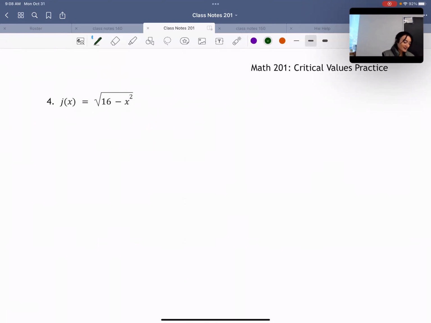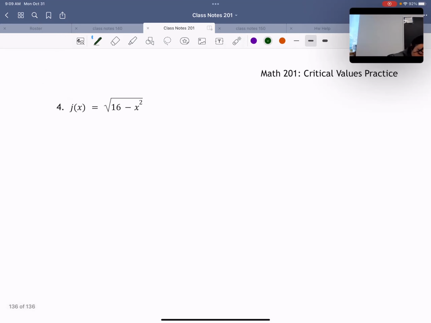So in this question, we have the square root of 16 minus x squared. The reason I put this on the packet was because I got a good question about what happens when there's a square root in our equation. So let's first find the derivative. When we find this derivative, what rule am I going to use? Chain rule, right? Looks like we have an inside and an outside function.